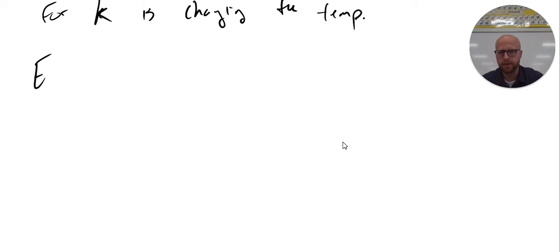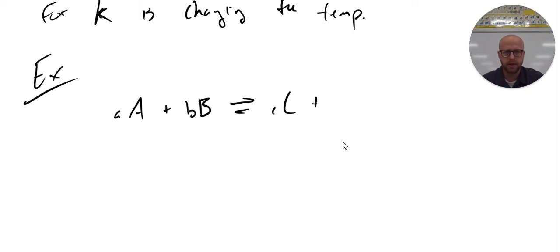Let's take an example. Let's say we have this general formula: a moles of A plus b moles of B goes to c moles of C plus d moles of D. So your K for this, I'm going to just use a Kc for concentration. Now, if you remember, brackets tell me concentration. So concentration of A raised to the coefficient, a power, times concentration. That is wrong. That's reactants.